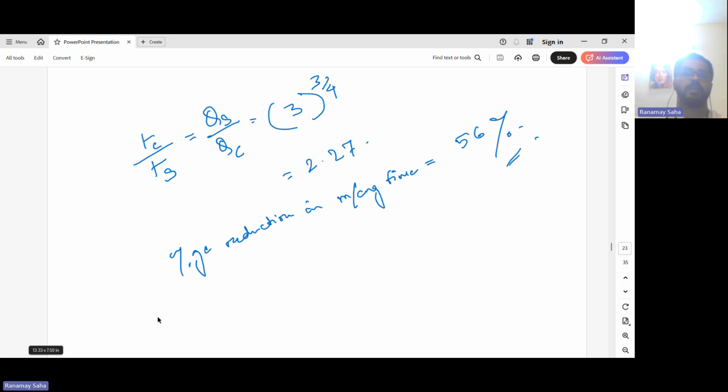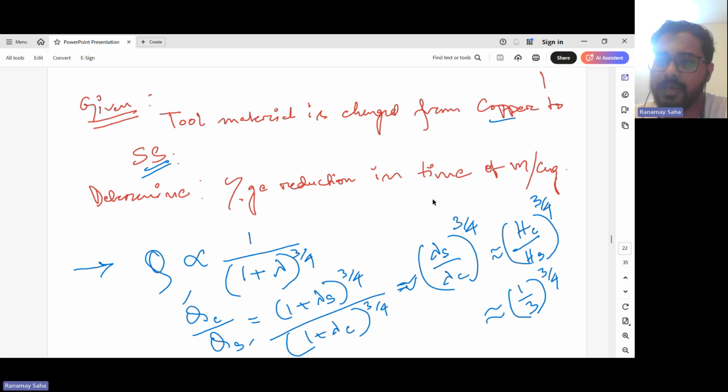Now, because the higher the MRR, the lower the time required to complete the machining process, TC upon TS becomes the inverse of QC upon QS, which is 3 to the power 3 by 4, almost equal to 2.27. The percentage reduction in machining time then becomes close to 56%. So make a note of this, and then we will move to our next question.